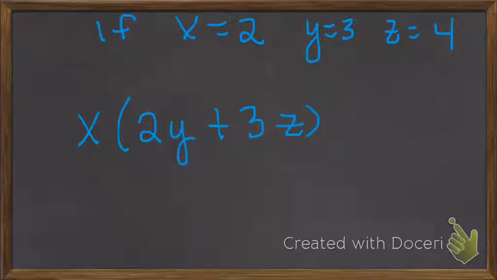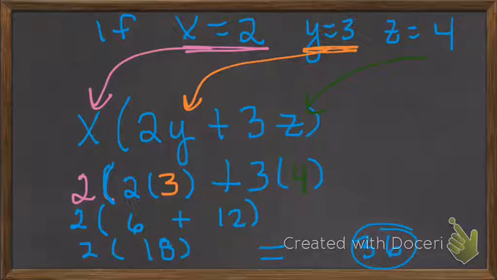All right, one more to try. So if X is 2, Y is 3, and Z is 4, we're going to substitute those values in. Pause the video, see if you can do it, and then you can come back and check your answers. All right, check your answer.